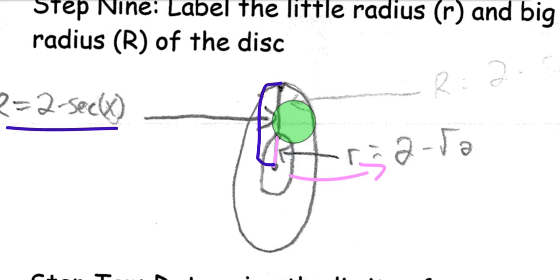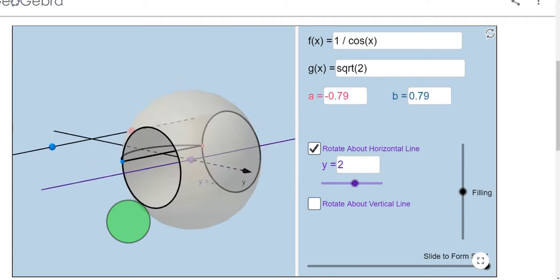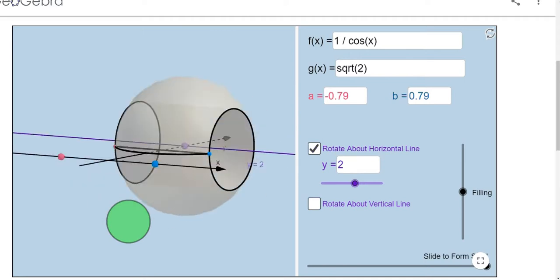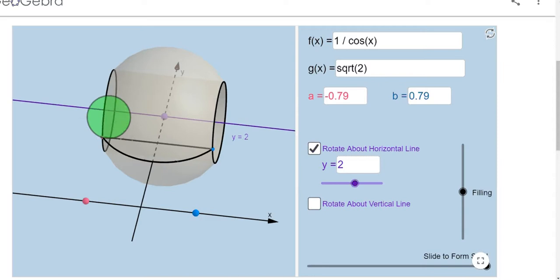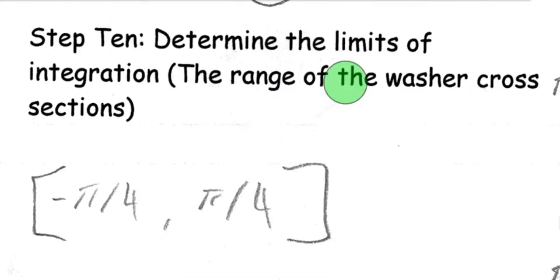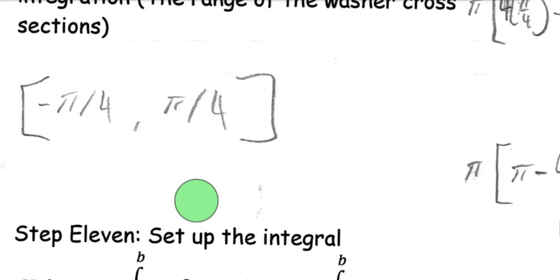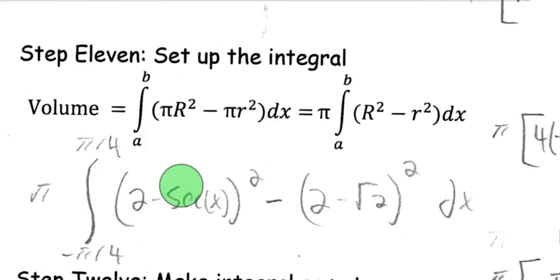And again, if you rotate those washers all the way around, you get this solid. That's why we integrate based on our limits. We're integrating just a bunch of cross sections. In this case, we're going from negative pi over 4 to pi over 4, which these are the decimal approximations for that. Okay, so now we want to determine the limits. Again, that was given to us in the problem, negative pi over 4 to pi over 4. And that's the range of our washer cross sections.